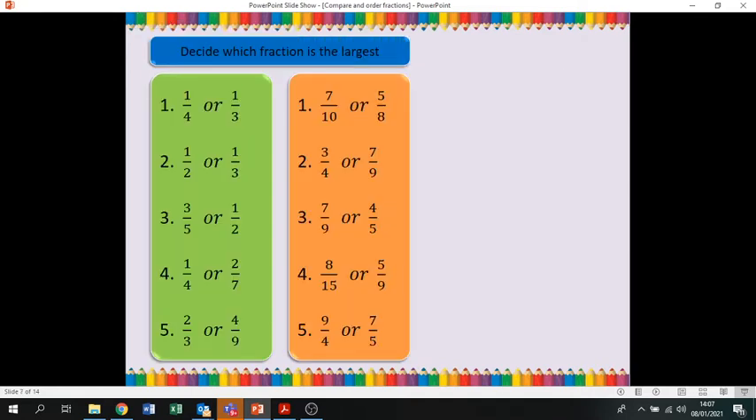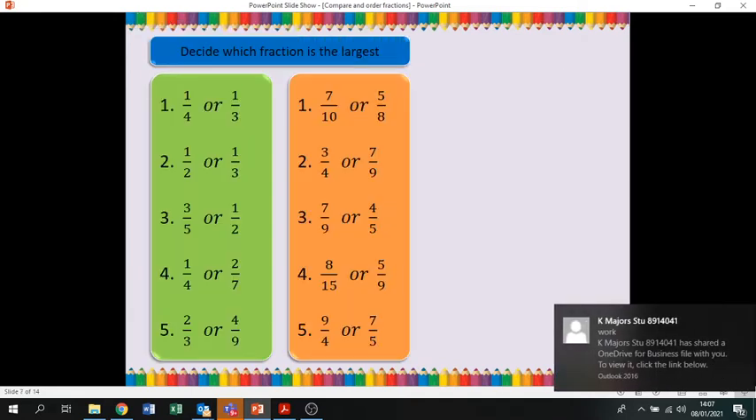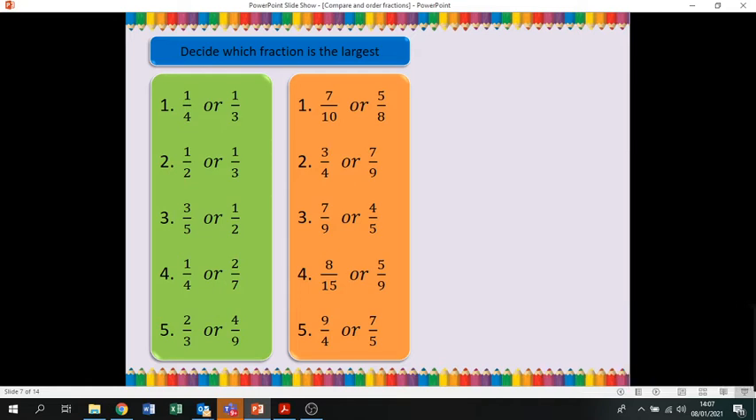So what you're going to do now, guys, is choose either the green questions or the orange questions. The orange ones are slightly more tricky than the green ones. Depending on how you found those examples, either do green if you feel you need a bit more practice, or if you want to stretch yourself, do the amber questions. Pause the video, have a go at those, and then we'll go over some answers.